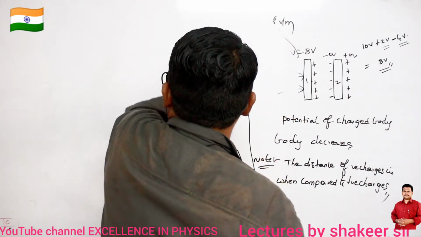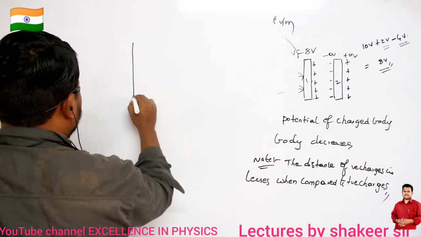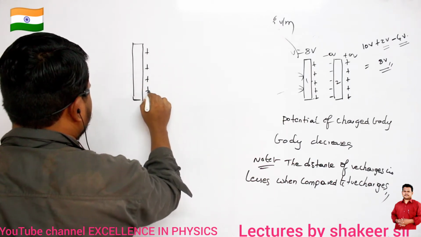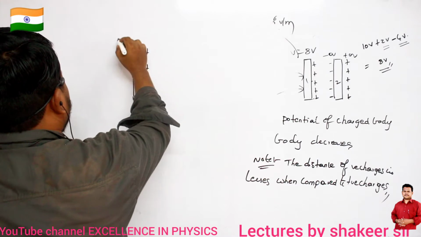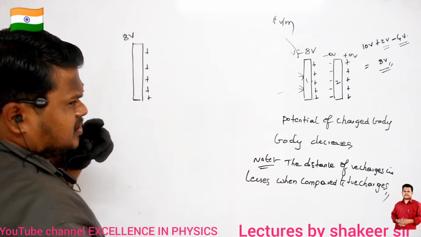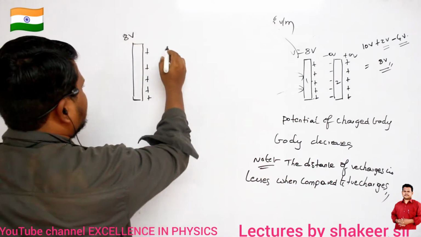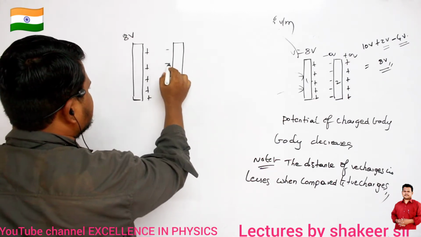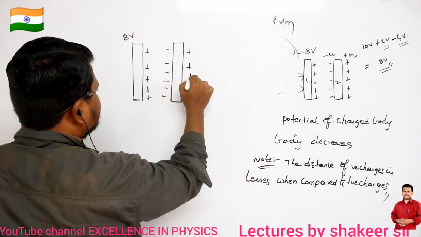Now I will do one more intelligent thing. Now this is the charged plate, so all charges are deposited here. So now its potential is how much? Its potential is 8 volts. Clear? Now here I have taken one more plate. So this is negative and this totally is positive.